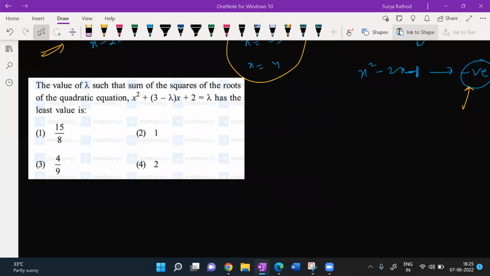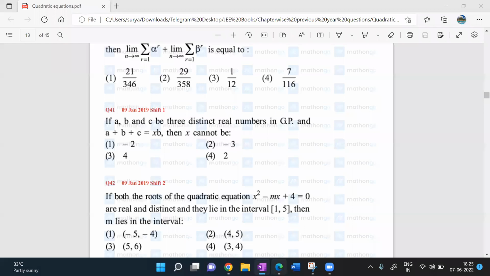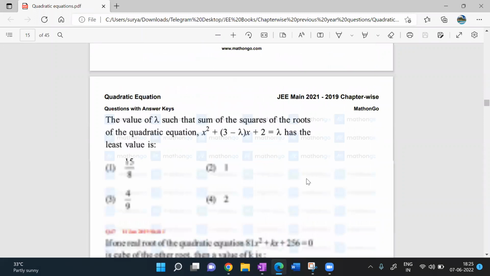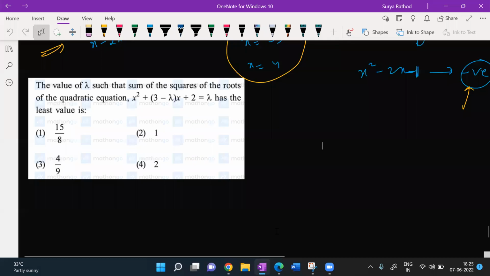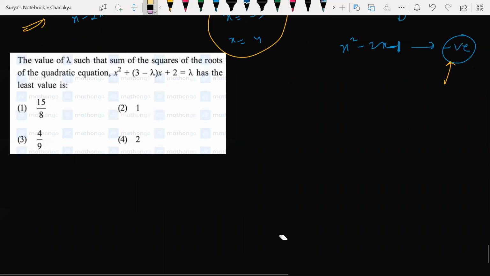What is the answer of this question? The value of lambda such that the sum of the squares of the roots of the quadratic equation, this one, has the least value is dash.